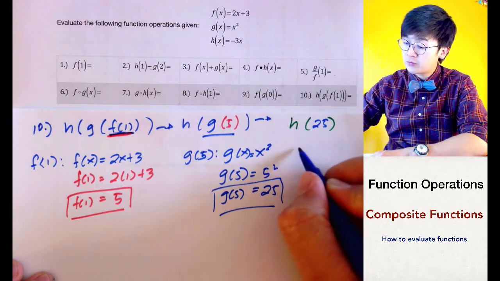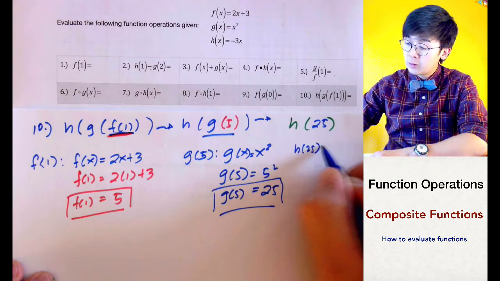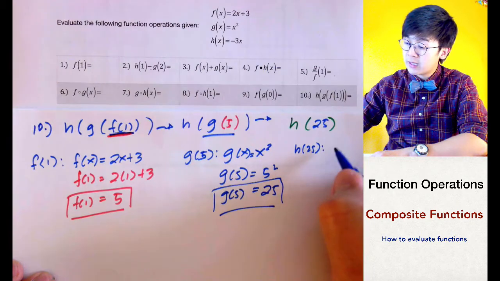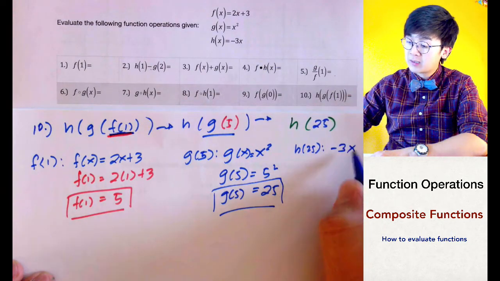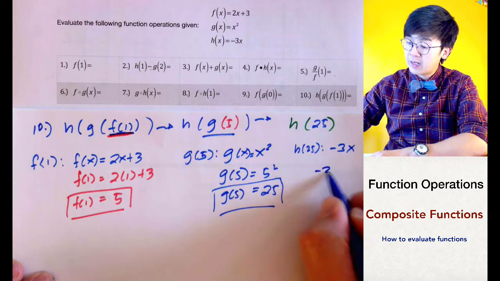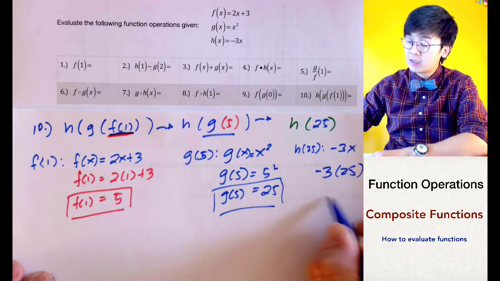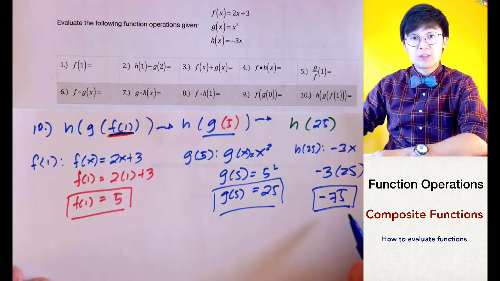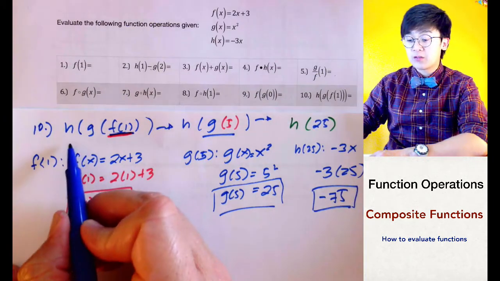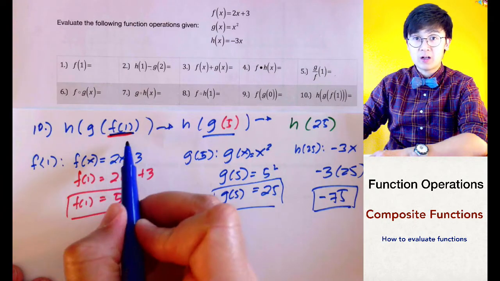So h of 25 will be coming from the function h, which is negative 3x, and by replacing x by 25, we'll have negative 3 times 25 equal to negative 75. So negative 75 is our composition of function of h of g of f of 1.